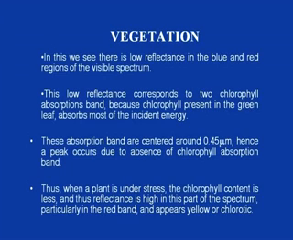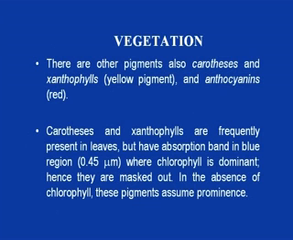Thus, when a plant is under stress, the chlorophyll content is less, and thus the reflectance is high in this part of the spectrum, specifically in the red band, and the plant appears yellow or chlorotic. Apart from this, there are other pigments also, that is carotenes and xanthophylls, the yellow pigments, and anthocyanins, which is the red pigment.